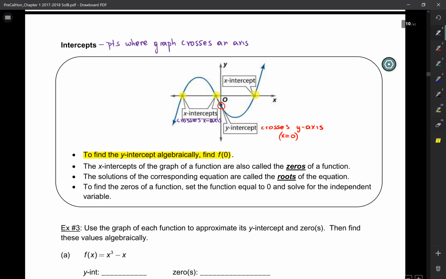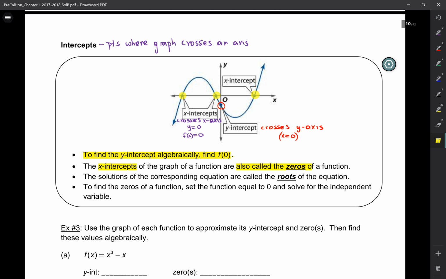At those points, what is the y value? Y is equal to 0. Okay? Another way to say it is f of x is equal to 0. Now, so x-intercepts, since this is where y is equal to 0, this is where the function is 0. X-intercepts are also called the zeros of the function, because this is where the function is 0.